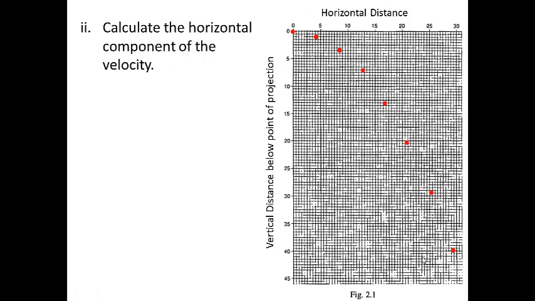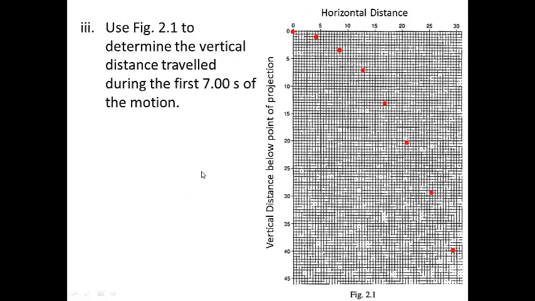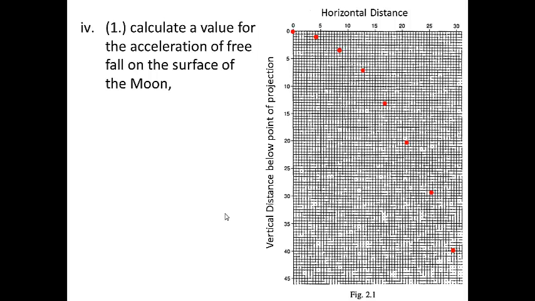Calculate the horizontal component of the velocity. So using the 7th dot, the distance traveled is about 29.5 and the time is 7 seconds, so it's 4.2 meters per second. Use figure 2.1 to determine the vertical distance traveled during the first 7 seconds of the motion. So from the figure, for the 7th dot at 7 seconds, the distance is 40 meters.